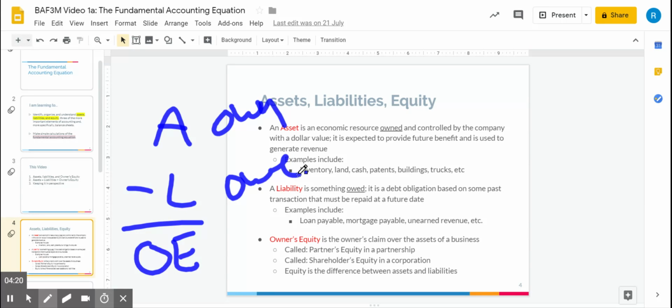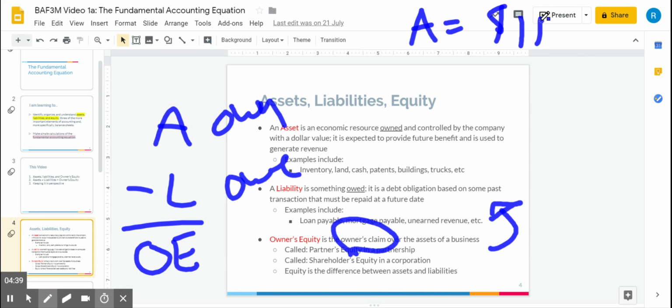Another way to look at equity is that equity is what's left over for the owner to claim of the assets of a business after our creditors are entitled to their liabilities back. So let me make that make more sense with an example. Let's say you have a business. You keep track of all of your assets, and your assets are worth, let's just say, $1 million. And let's say your liabilities right now for your business are $300,000.